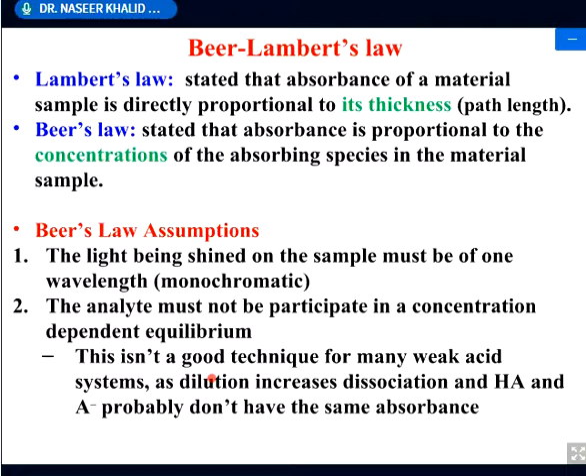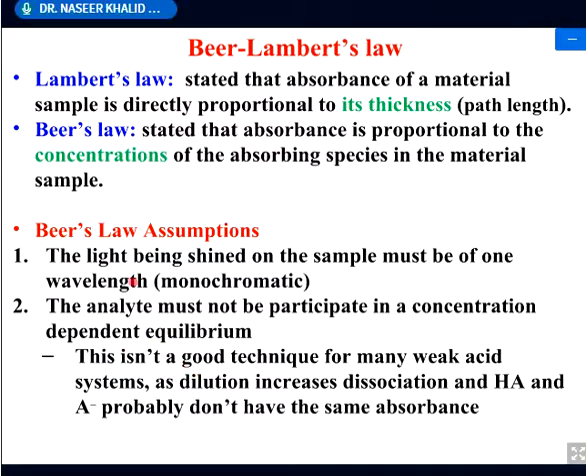So if the association and dissociation are taking place, it will have a different absorbance. Acetate will have a different absorbance as compared to acetic acid. Similarly, the proton has a different absorption as compared to acetic acid. So they are dissociating and associating, so there is a dynamic equilibrium. If they are in a dynamic equilibrium, it will probably not work.